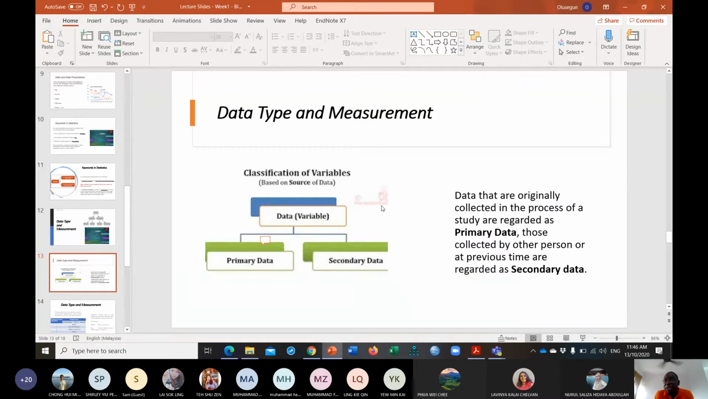So here, data are also, depending on their sources, categorized as primary data or secondary data. Secondary in the sense that somebody has collected it, you just access an archive to bring them out for further analysis. While primary data are the data collected by the investigator, by the researcher himself, so that all these data will be processed further. So these are the types of data, or the classification of variables.